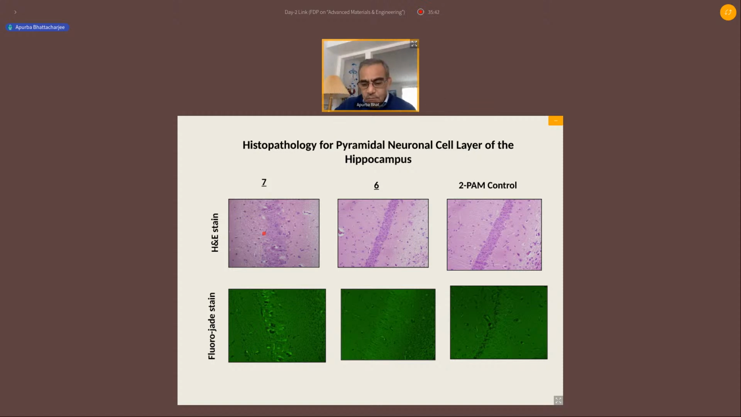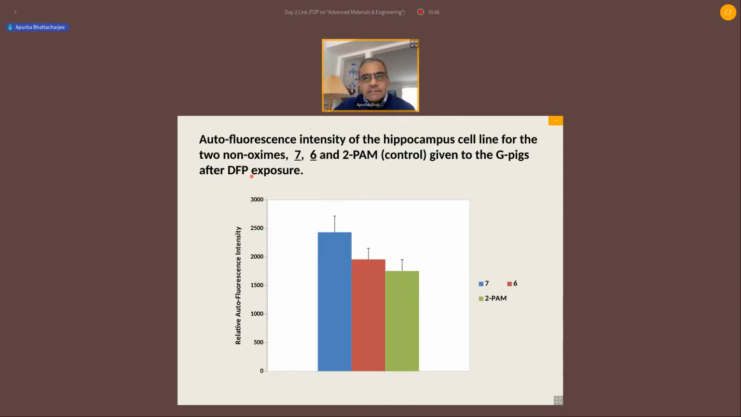The next slide will show this. So you can see that this is 2PAM, this is 7 and 6. They function even better than 2PAM. So this was the stage that means, from a pharmacophore model, you can go all the way to animal studies and find out compounds which should be really useful for development of a drug.